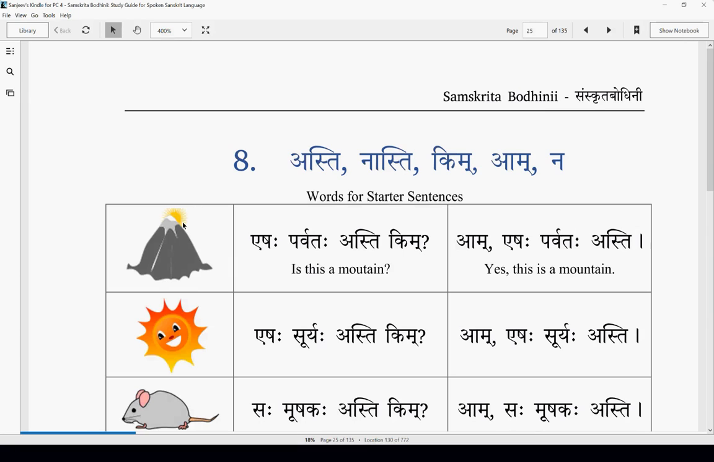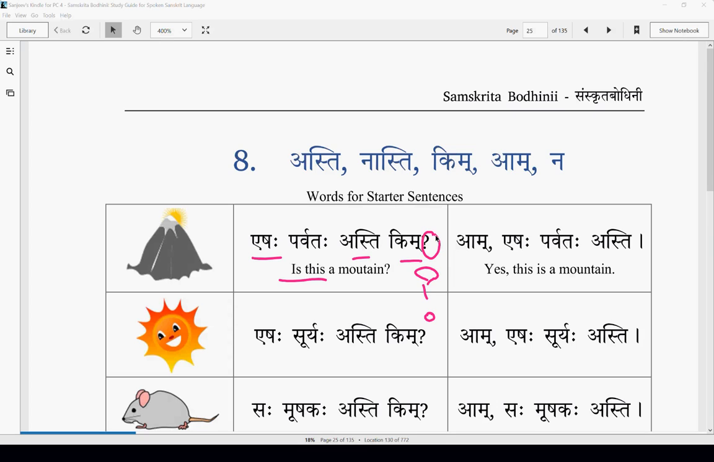Here kim is not a gender, it is avyam. It has no gender, it is just a question word. So what is the question here? Is this? That is what we are asking. Esha is this. Asti is. Kim is just coming as a question here. So actually, this is important to know.